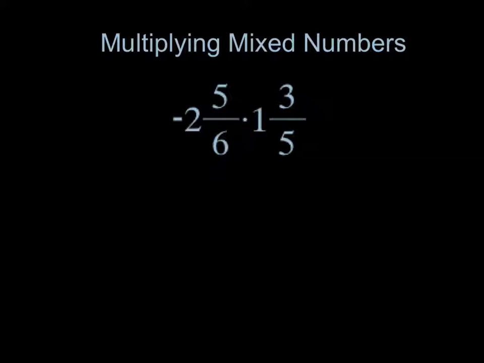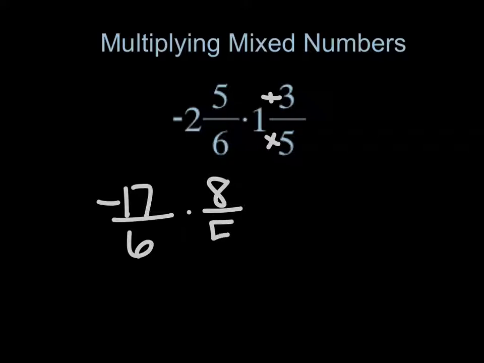So if I rewrite these as improper fractions, I take 6 times 2, which is 12, add 5, which is 17. And of course that's negative. So -17/6 times 1 times 5, add the 3 on the top, would be 8/5. You want to take the shortcut and see if there's anything in your numerators or denominators that you could cancel, which you can. Simplify both of these by 2. So then you can multiply across the top and multiply across the bottom.